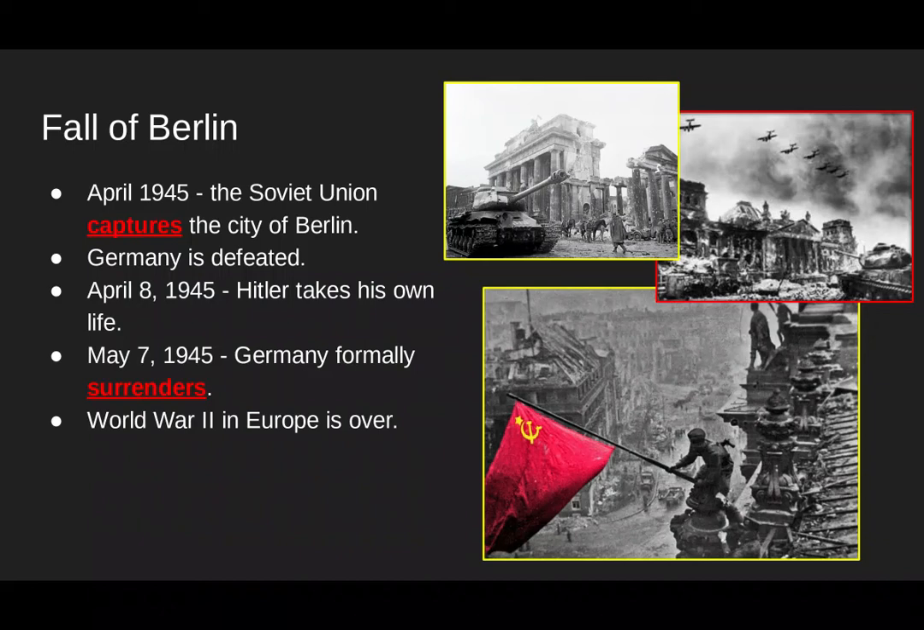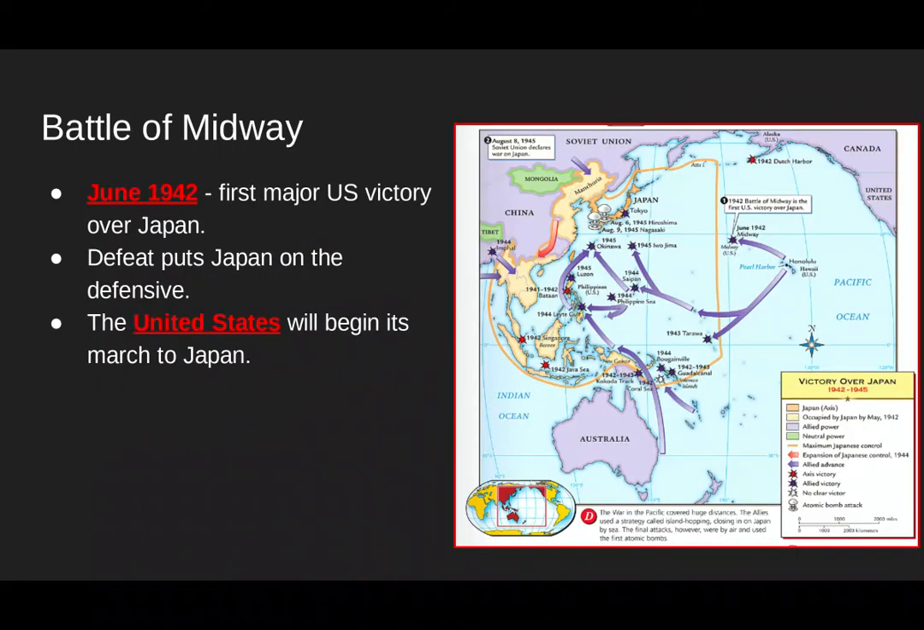Okay, so it's going to be April of 45 when the Soviets enter Berlin and capture the city, April 8th when Hitler takes his own life, and then about a month later when the formal surrender of Germany takes place, thus ending the war against the Nazis in Europe. So at this point, the war in Europe is now over, and the Allies can turn their attention to the war in the Pacific, the war in Asia against Imperial Japan.